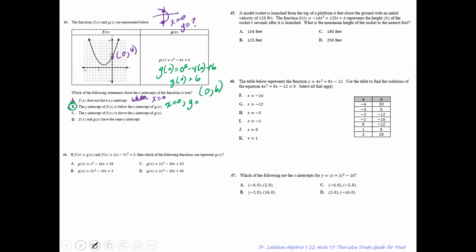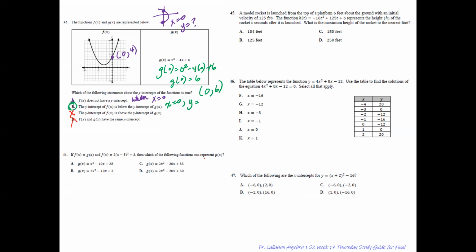Let's just make sure everything else is false before we circle that one. The y-intercept of f of x is above g. Well, 4 is not above 6, so that's not true. They have the same x-intercept or y-intercept. That's not true. So the correct answer is B.